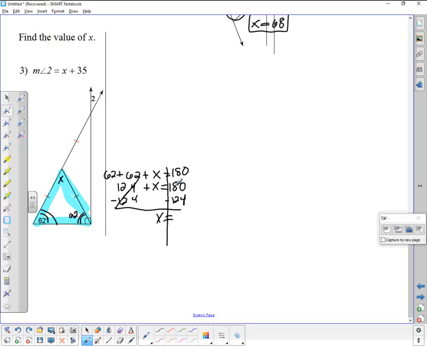0 minus 4, can you do it? Borrow. This should be a 7 and this should be a 10. 10 minus 4 will give you 6. 7 minus 2 will give you 5. And 1 minus 1 will give you 0. So x is 56. So this one is 56.